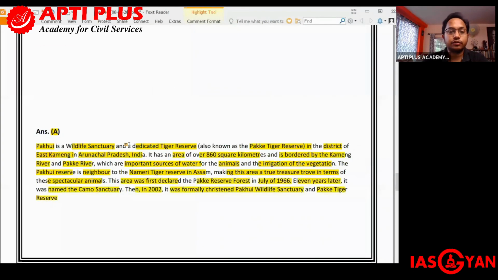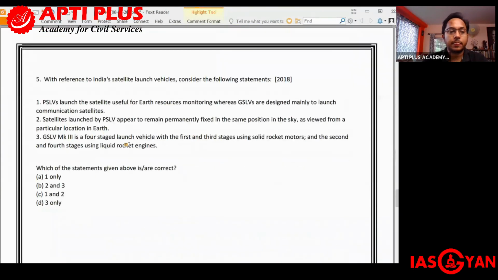Moving on to the last question for today. And this question has also been taken from UPSC Prelims 2018. With reference to India's satellite launch vehicles, consider the following statements. Number one, PSLVs, they launch the satellites useful for Earth resources monitoring, whereas GSLVs are designed mainly to launch communication satellites.